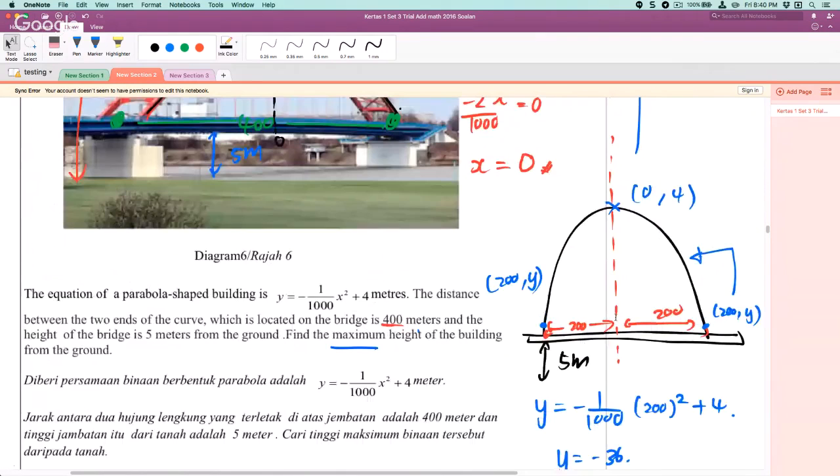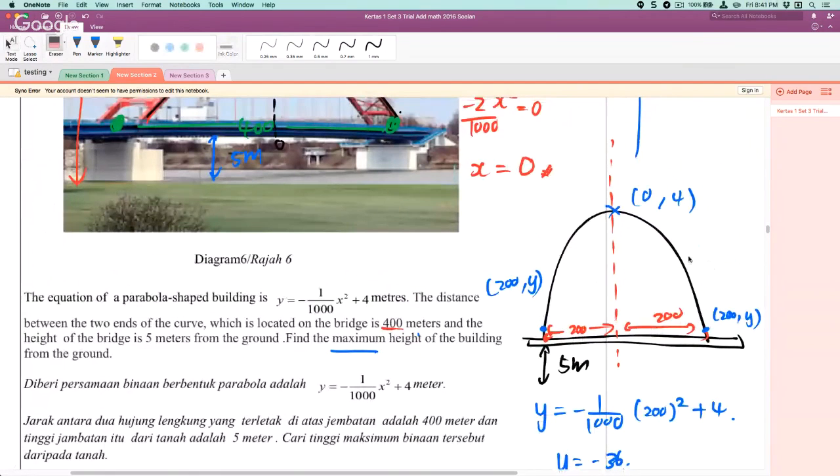So since your y is -36, what is the meaning if you get y equals -36? That means you should have your y-axis over here, and this is your x-axis over here. So here is 0, and until here, this coordinate is y equals -36.